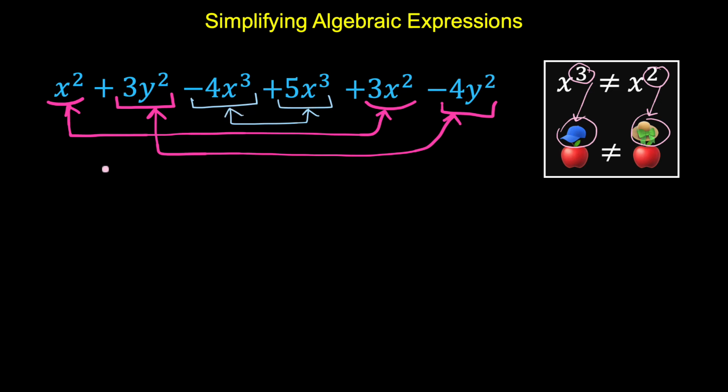Now let's combine these like terms. 1x squared plus 3x squared equals 4x squared. And here we have 3y squared with minus 4y squared, positive 3 minus 4 equals minus 1y squared. And here we have minus 4x to the power of 3 plus 5x to the power of 3, minus 4 plus 5 equals positive 1x to the power of 3. And this is our simplified expression.